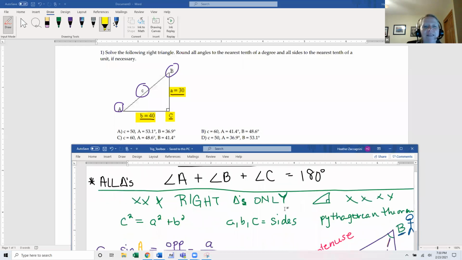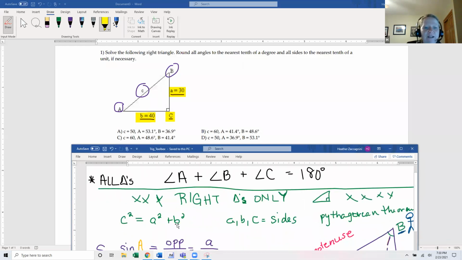How about the next piece? C squared equals A squared plus B squared. That one probably would work. Seems like it might be promising because we know two pieces of it. We know A and we know B. Yeah.